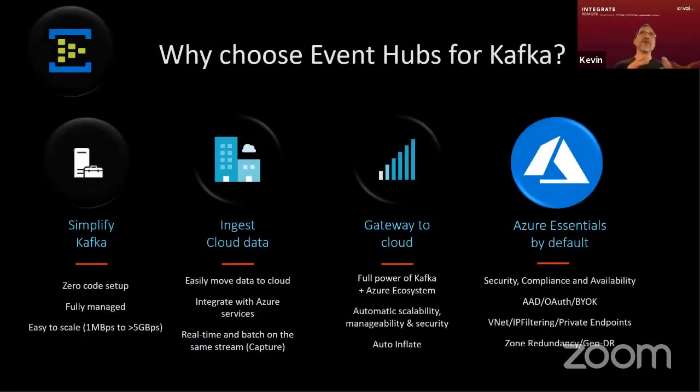So why would you choose Event Hubs for Kafka? One is you don't have to think about, manage, or care about the operation of an Apache Kafka cluster. So there's zero code setup, there's zero infrastructure setup. It's fully managed as a PaaS service. You don't have to think about how big of a build out you need to make to be able to handle different scale factors. So we can scale anywhere from 1 megabit to greater than 5 gigabits per second, gigabytes per second, excuse me.